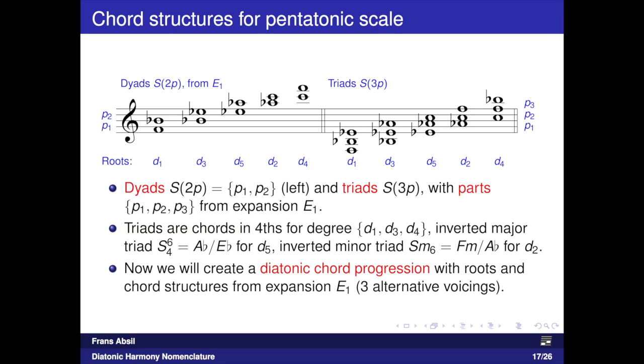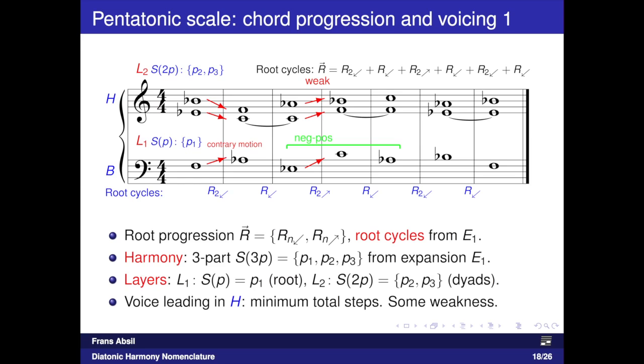The next step is to create a diatonic chord progression for this pentatonic scale, and I will show 3 alternative voicings. And here is voicing number 1. The chord progression is shown in the lower staff and consists of 5 positive root cycles, 1 negative root cycle. Sometimes we move 2 steps along the scale in expansion E1, sometimes just a single step.